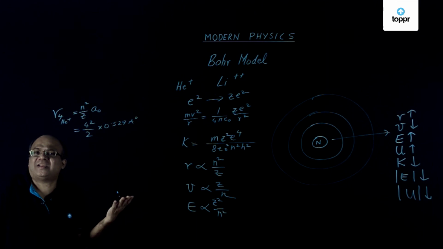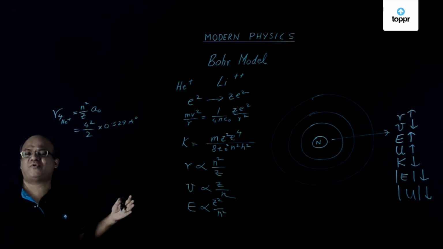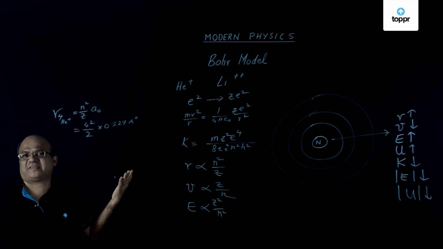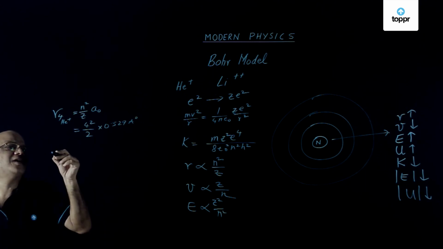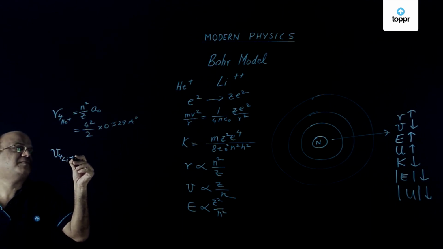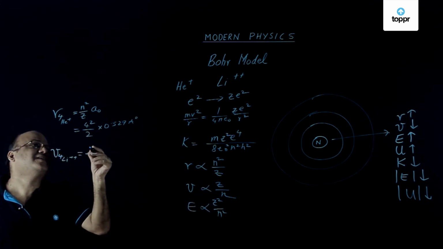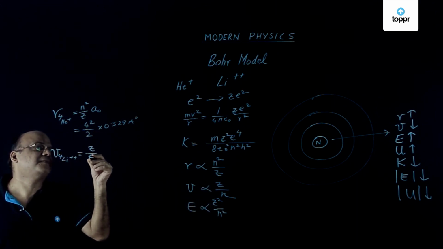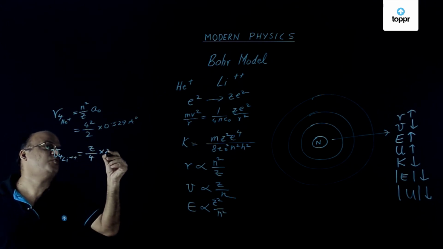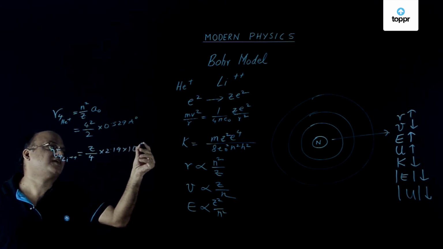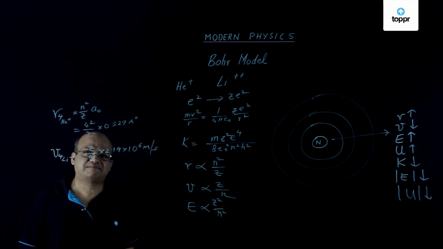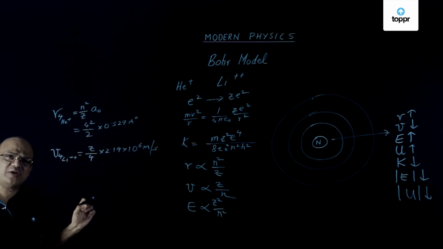Suppose someone tells us to find the velocity of the electron in the 4th orbit of lithium plus plus. So what will you get? Velocity of the electron in the 4th orbit of lithium plus plus, and velocity is proportional to Z by n. So Z by n, n is 4, Z is in fact 3, into 2.19 into 10 to the power 6 meter per second. So this way we can calculate values for hydrogen-like atoms.